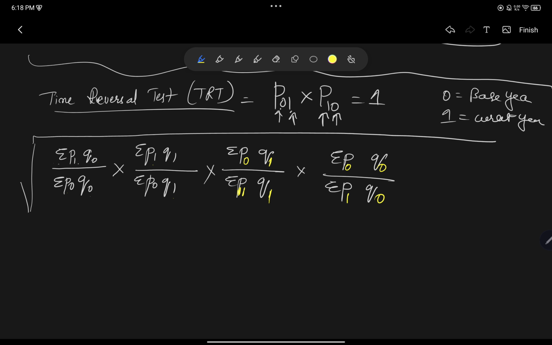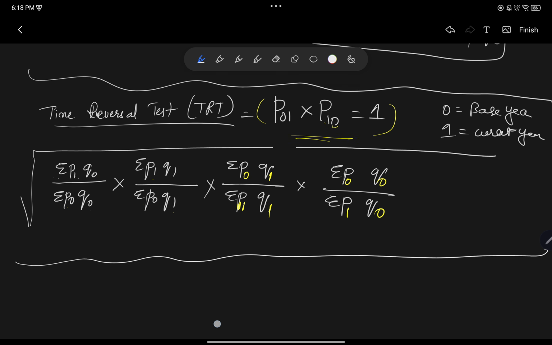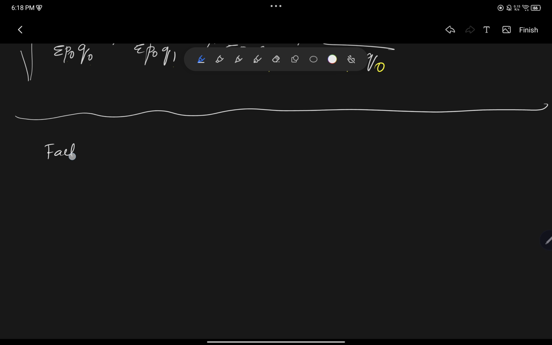When we solve the problem, you will understand how we get P01 into P10 is equal to 1. That you will understand later. So now this is about time reversal, right? Now let's go with the factor reversal test, which means FRT, right?